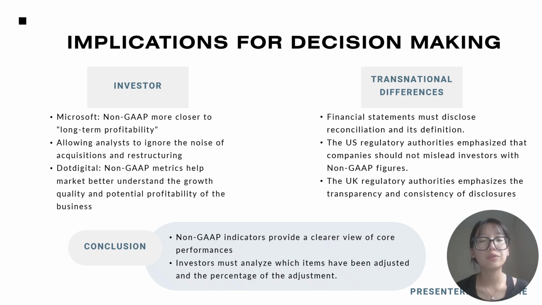If a company adjusts frequently or the adjustments are too large, it may no longer be clarifying the performance, but rather flattering it. So the best approach is to analyze both the GAAP and non-GAAP results simultaneously, so as to truly understand the impact of management adjustments on profit and valuations.